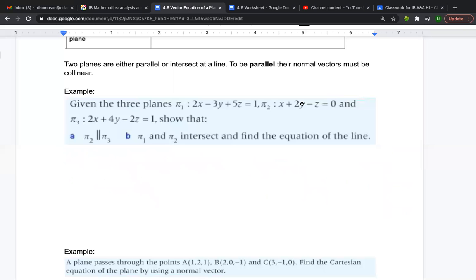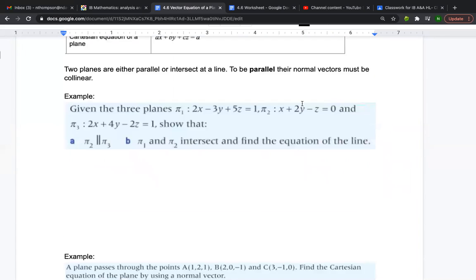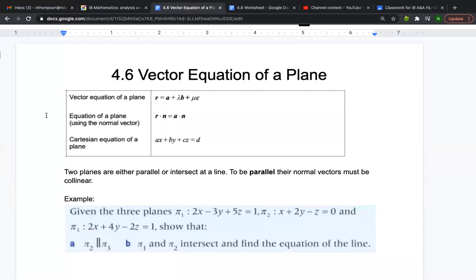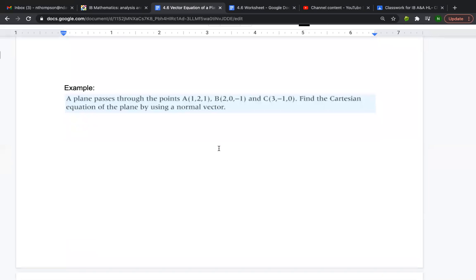All right, moving on from there, we have another example. This one's wanting us to use our formula up here, the equation of a plane using the normal vector. So that's the second equation. But we don't have the vectors yet, which means that first we have to come up with what the vectors are. So I'm going to have my U vector be A, B.